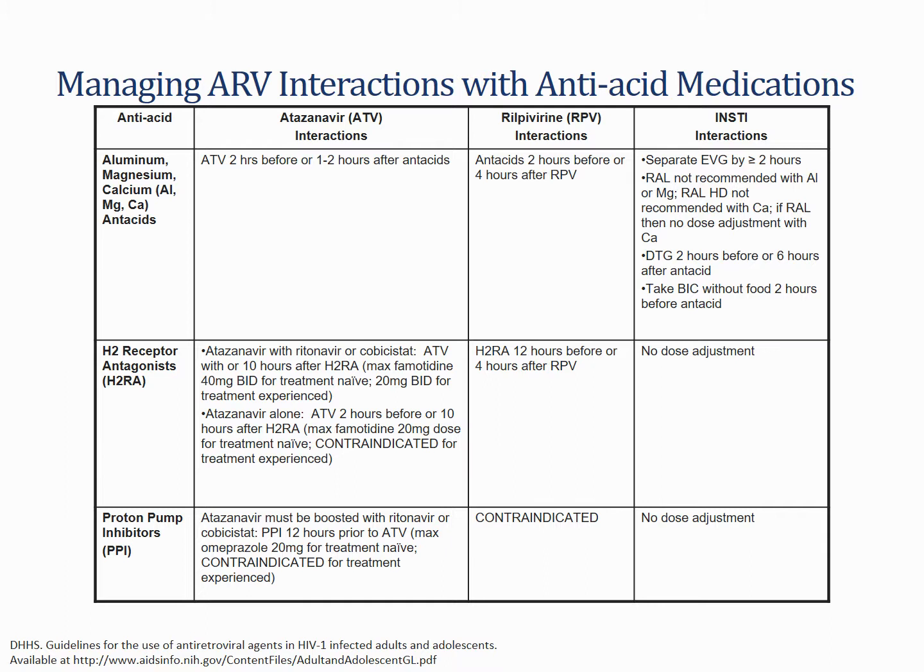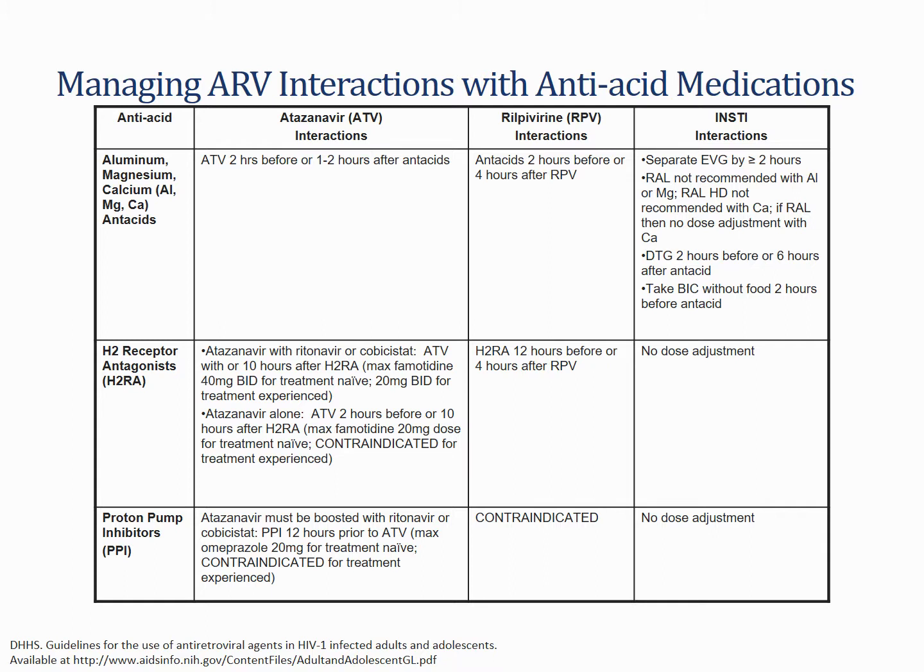So this slide shows you how to manage the drug interactions between antacid medications and specific antiretrovirals, and I've included it to be used as a reference. In the first column, I've listed the specific antacid medication classes, the aluminum, magnesium, and calcium-containing antacids, the H2 blockers, and the proton pump inhibitors. And then if you move across the top of the table, I've put some of the most commonly prescribed antiretroviral medications that interact. Atazanavir, which is Reataz or Evotaz, rilpivirine, which is present in Complera or Odefsey, and the integrase inhibitors, the class as a whole.